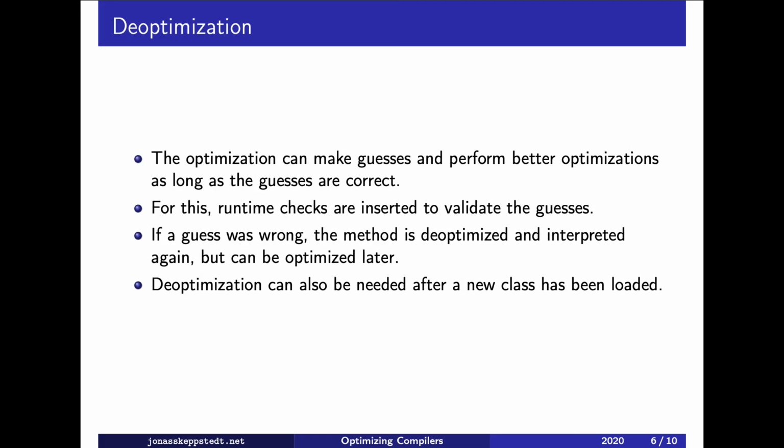The JVM makes guesses about the input, and therefore it can make speculative optimizations. They are validated by runtime checks, and if it did an optimization which was based on false assumptions, then that method is de-optimized. But it can later be optimized again if it's run sufficiently frequently. And de-optimization can also be done when a new class is loaded.